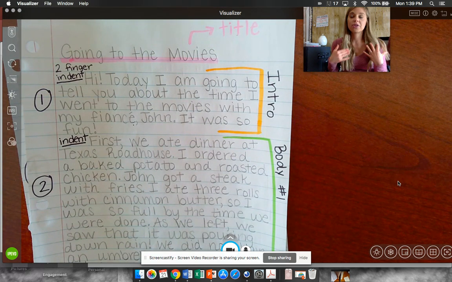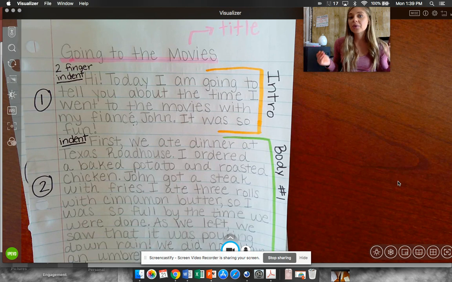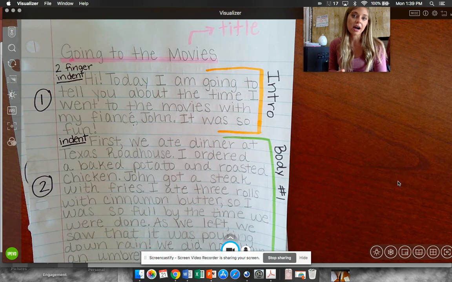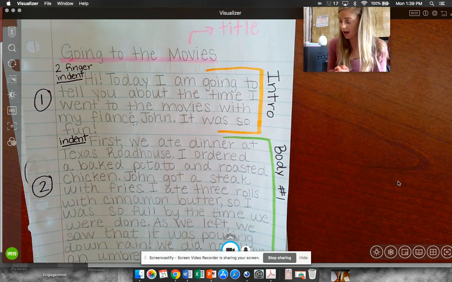When you are done with your entire narrative, you are going to send a picture to me on Seesaw, and there's going to be a Seesaw assignment that's labeled personal narrative, okay? And you are going to upload a picture of it to that activity. Don't do that until you're all done with it though, okay?